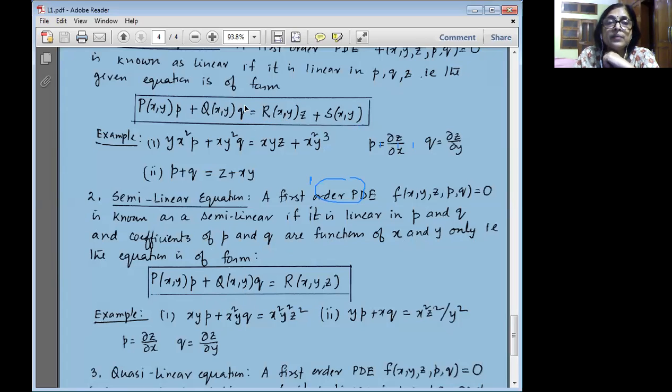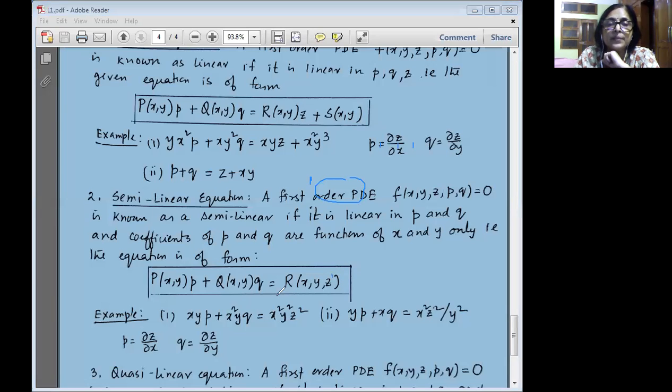So actually the left hand side of the linear equation and the semilinear equation are exactly the same. But on the right hand side, earlier we had R(x,y), a function of x and y multiplied by z with degree 1. But here it can be any function of x, y and z, and z has no restriction on the degree. z can have any degree.